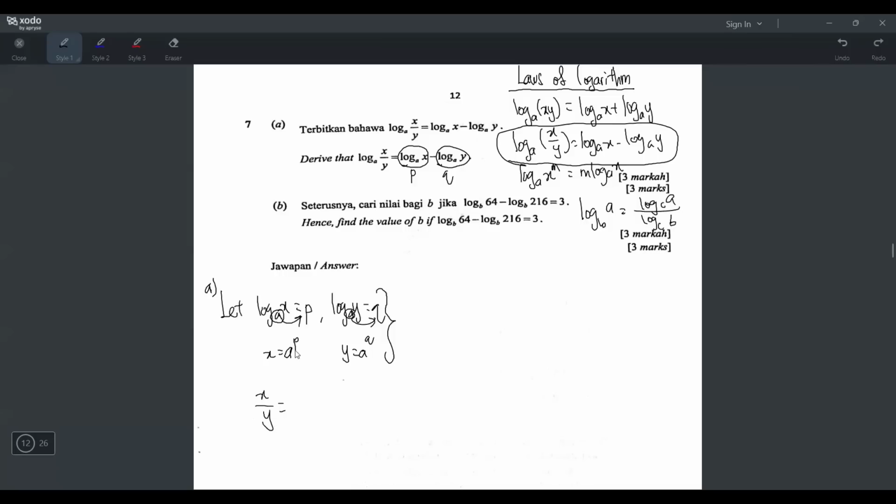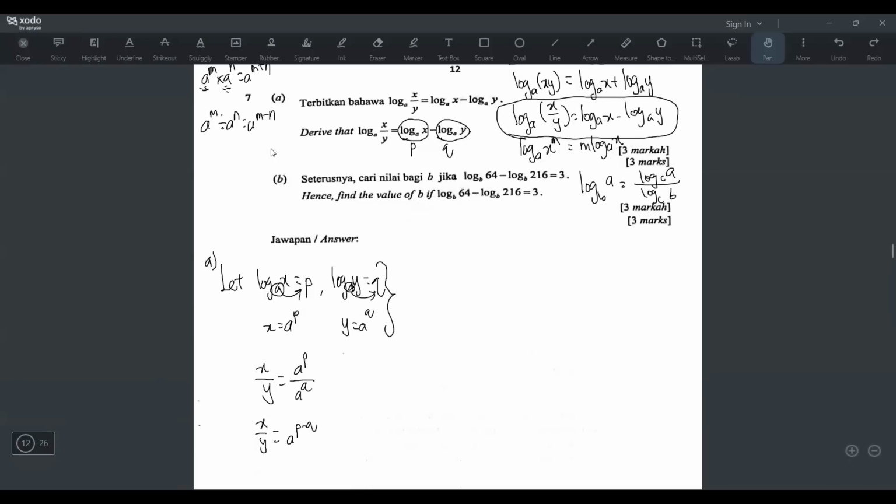So x over y, which is a power p over a power q. Right? So your x over y equals to what? This one you can use the law of indices. In law of indices, if I give you a power m times a power n, it will be a power m plus n. It means when we have two terms with the same base and you times them together, the power needs to plus. And if a power m divide a power n, it will be a power m minus n. This is the two main laws of indices, but there are many more. So a power p divide a power q is a power p minus q.